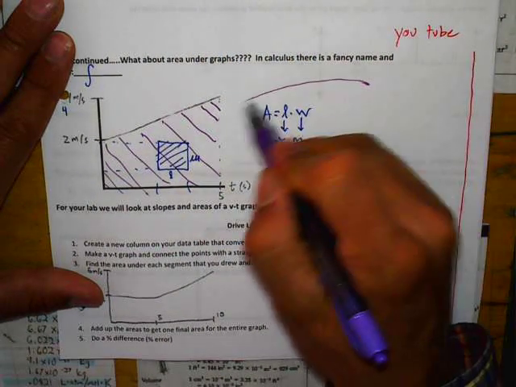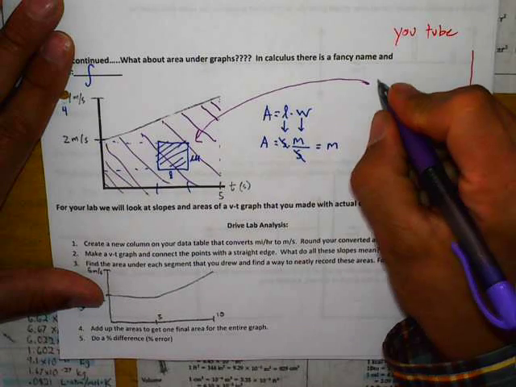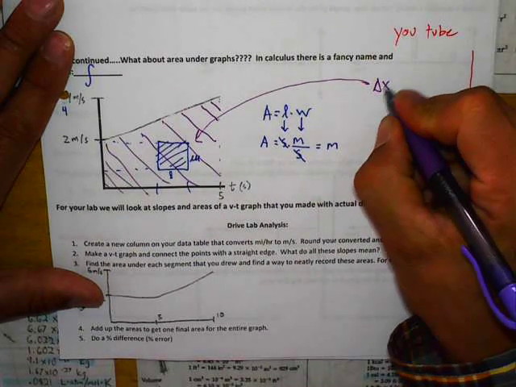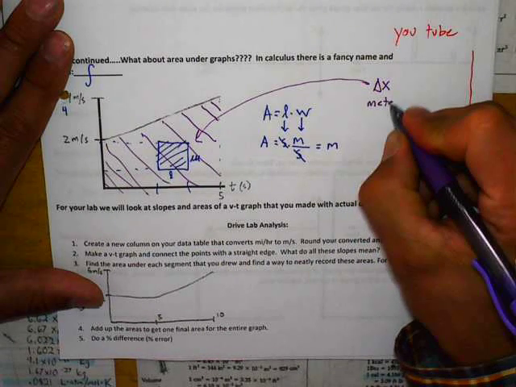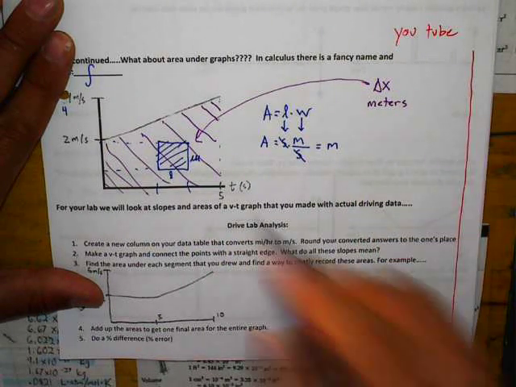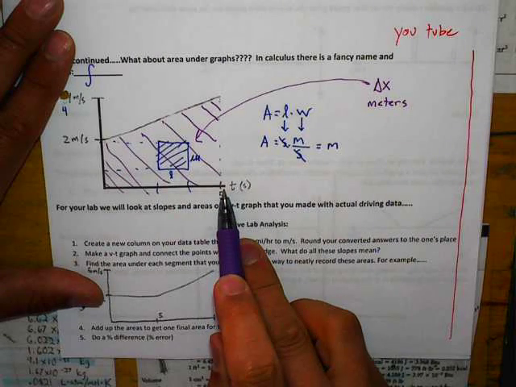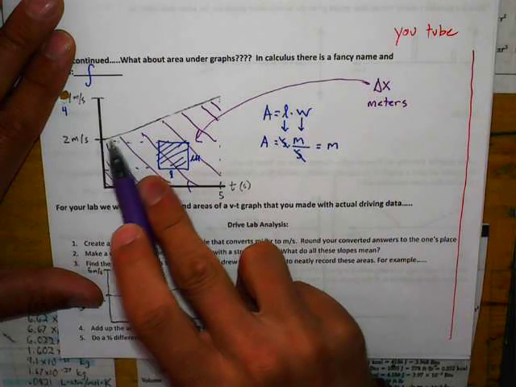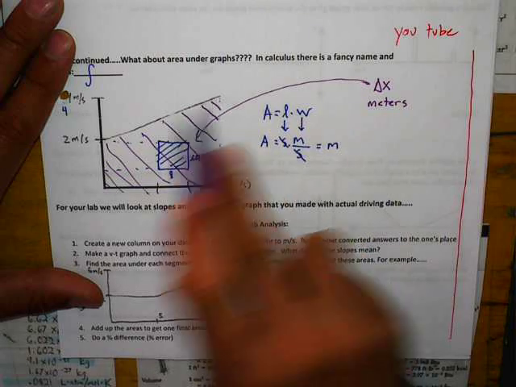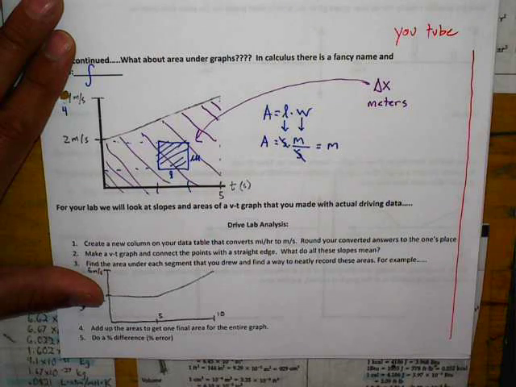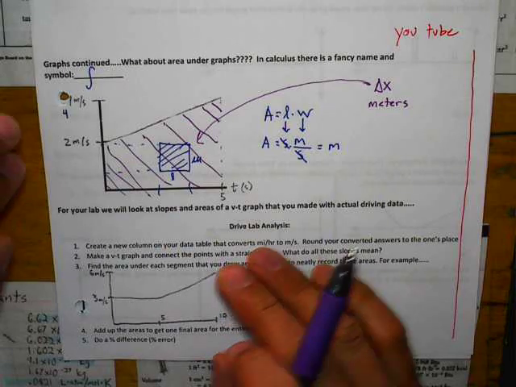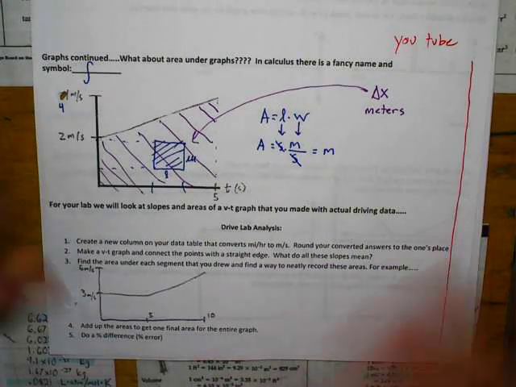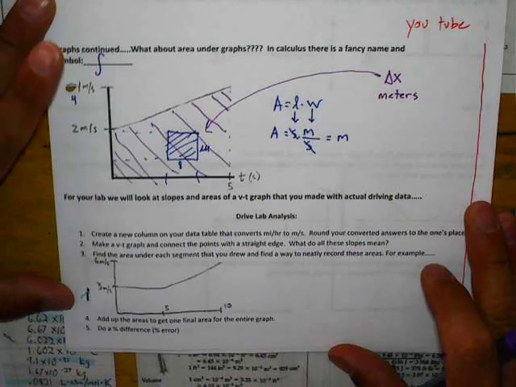This whole thing would be delta x, which is meters traveled for this 5-second interval as whatever was accelerating right here. That's only for a VT graph. The area is going to give us meters. That's what you need to know to complete your lab.